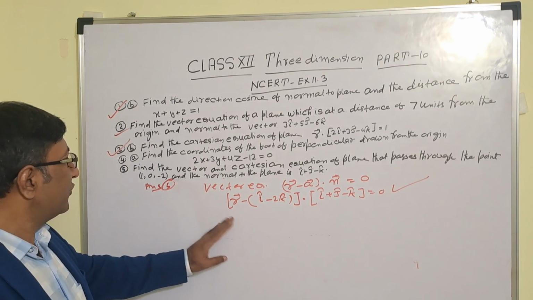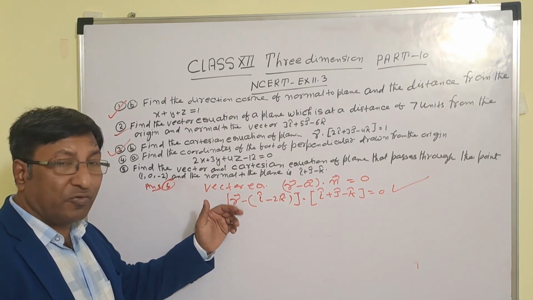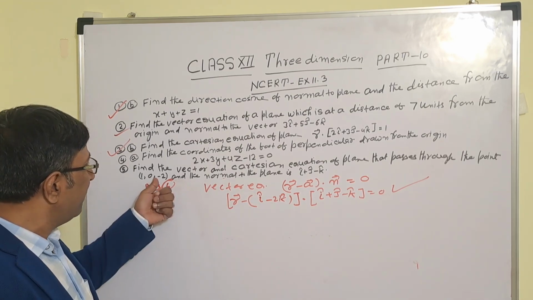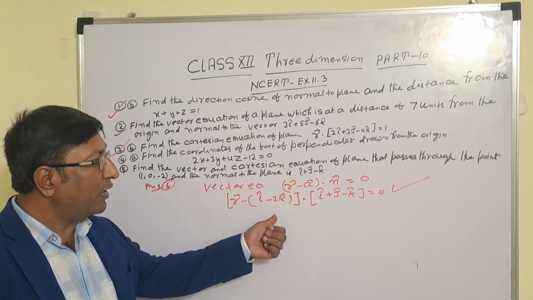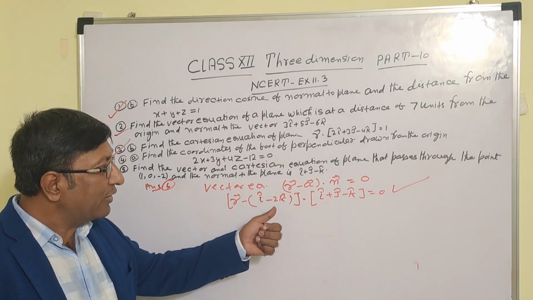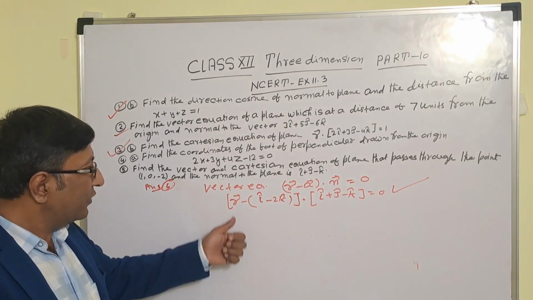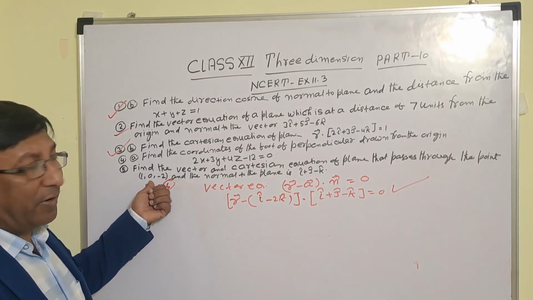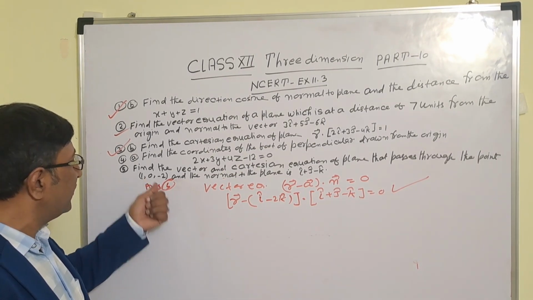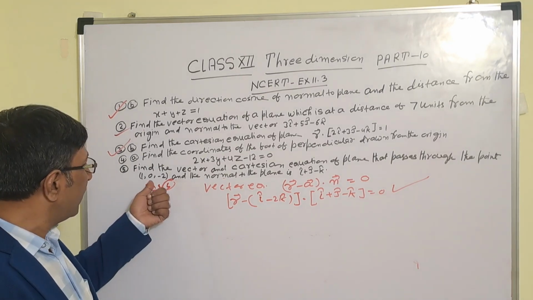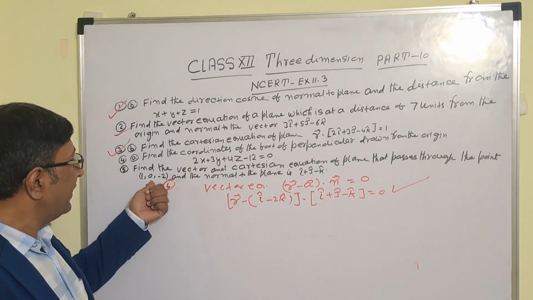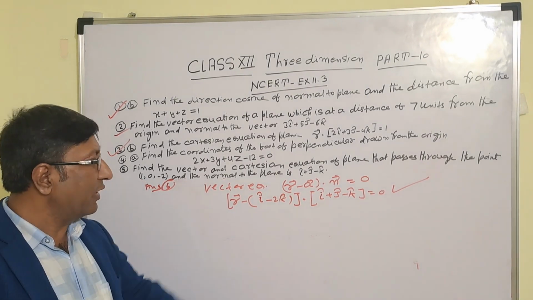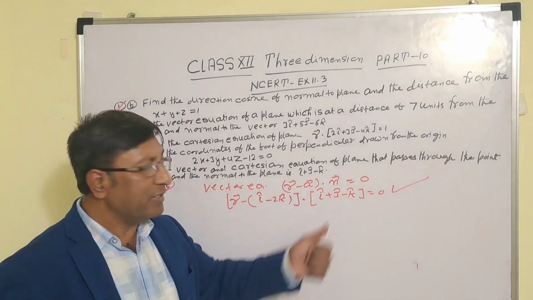So we have to find the vector equation of the plane that passes through the point and is normal to the plane: r vector minus a vector, dot n vector, equals 0. The a vector is the position vector of the point, which is (1, 0, -2). The coefficient of j is 0, so my a vector will be unit vector i minus 2 unit vector k, dot n vector, which is i plus j minus k.